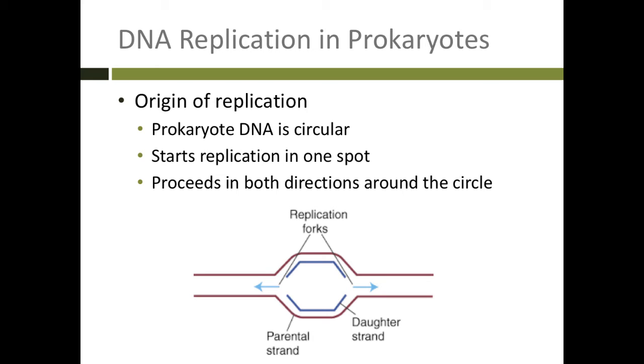The two strands of DNA will be pulled apart, creating a space between them. A replication fork will move away from that spot in both directions as the parental DNA is copied.